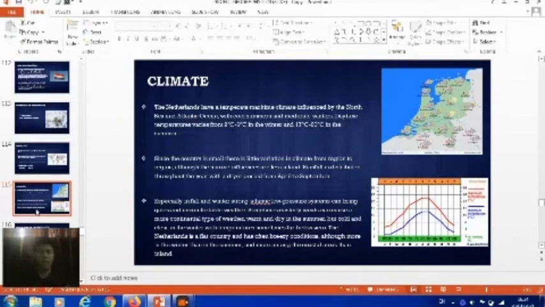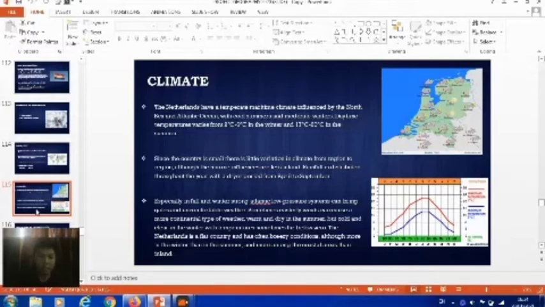Seterusnya adalah Netherlands, yang seterusnya adalah climate. The Netherlands has a temperate maritime climate influenced by the North Sea and Atlantic Ocean, with cool summers and moderate winters. Daytime temperature varies from 2 Celsius to 6 Celsius in the winter and 17 Celsius to 20 Celsius in the summer.